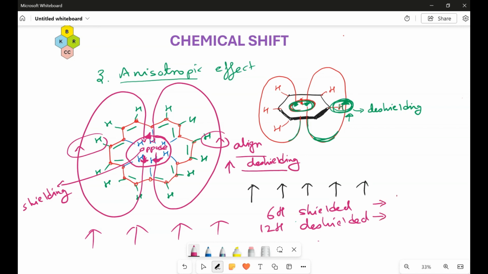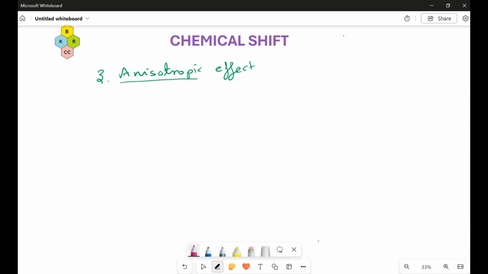The shielded hydrogens will have a low delta value, around minus 3.0. And the 12 outer hydrogens will be de-shielded, so they will have a high delta value, around 9.0. So the shielded protons have a delta value less than TMS, and the de-shielded hydrogens have a delta value more than TMS, highly de-shielded at 9.0.